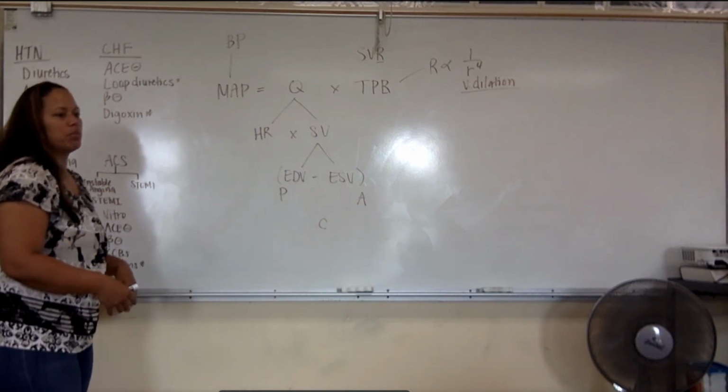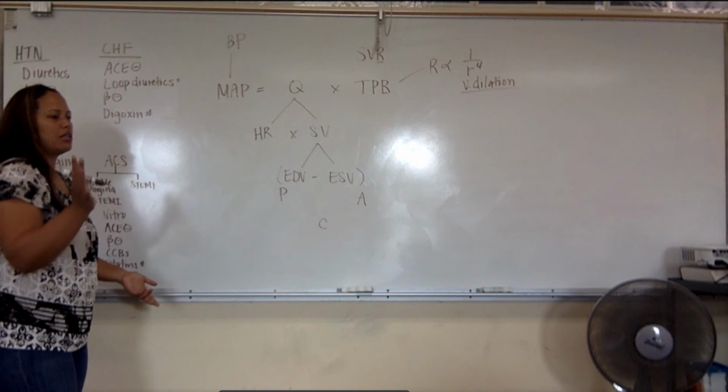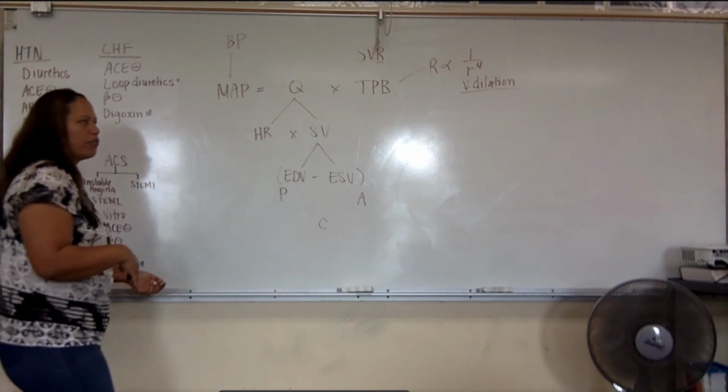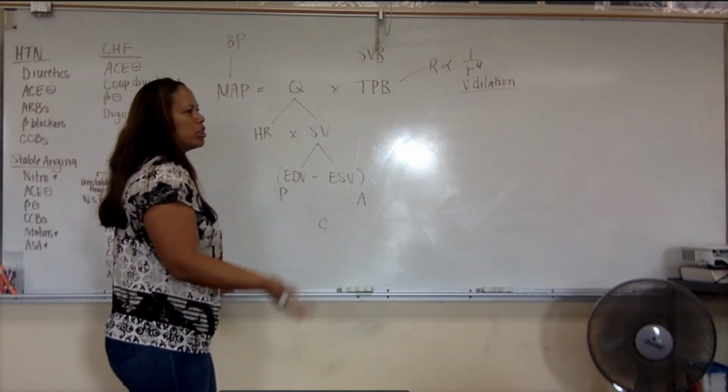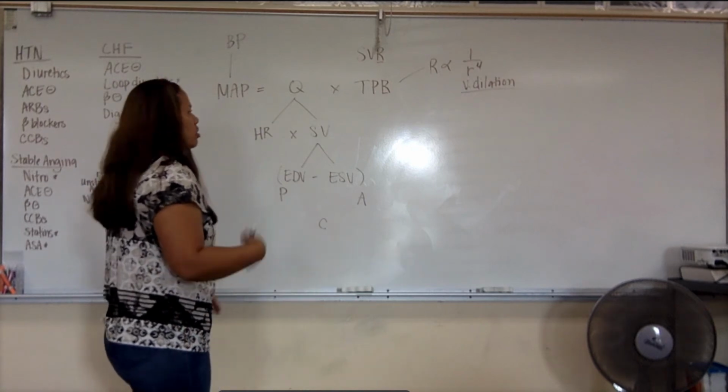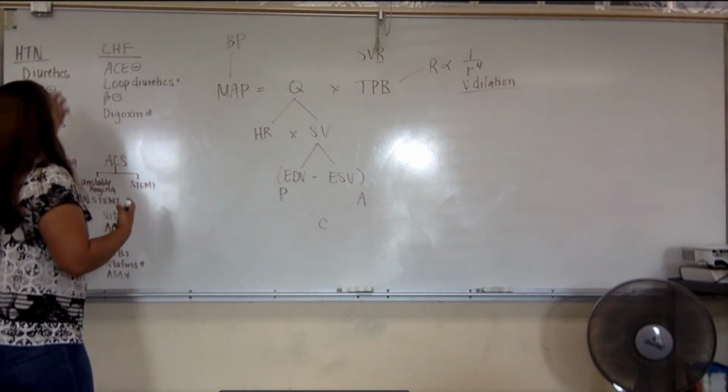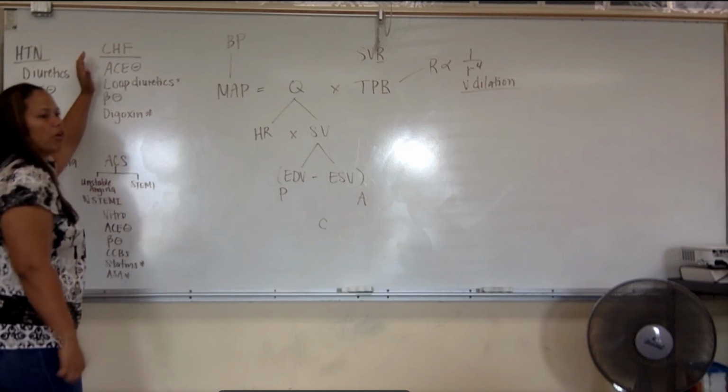If I can't get blood flow to the brain, then I'm going to have somebody that is weak, tired, going to pass out. If I can't get blood flow from the heart to the kidneys, I might have kidney failure. So the heart really is important. How do we manage congestive heart failure?